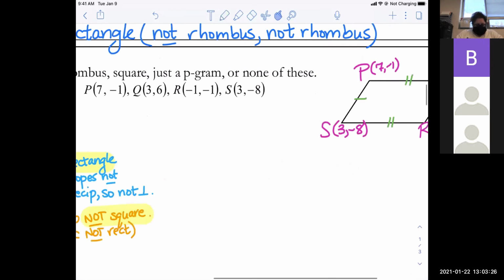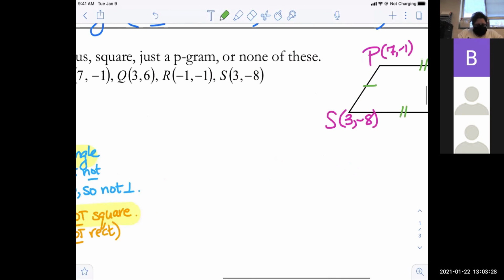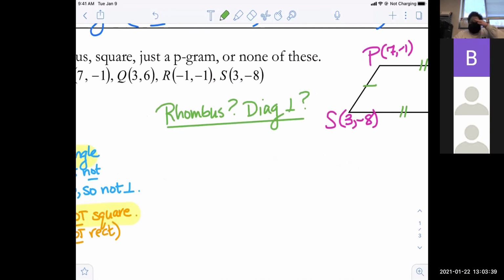Okay, another option for rhombus, which most people probably prefer, is doing slope on the diagonals to determine if the diagonals are perpendicular. Okay, you've got to know it's a parallelogram first, though. Perpendicular diagonals will tell you, on a parallelogram, it's a rhombus.